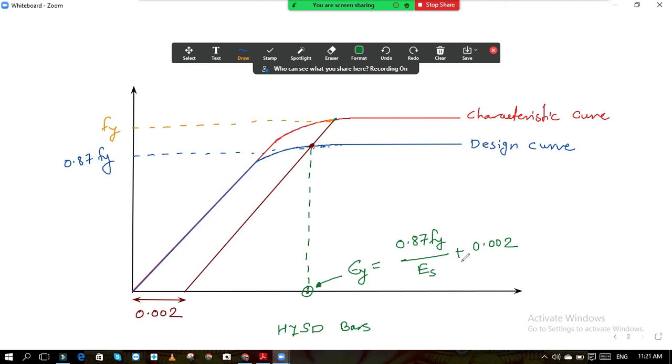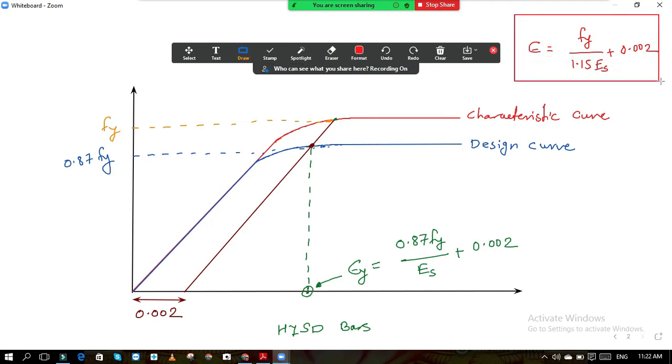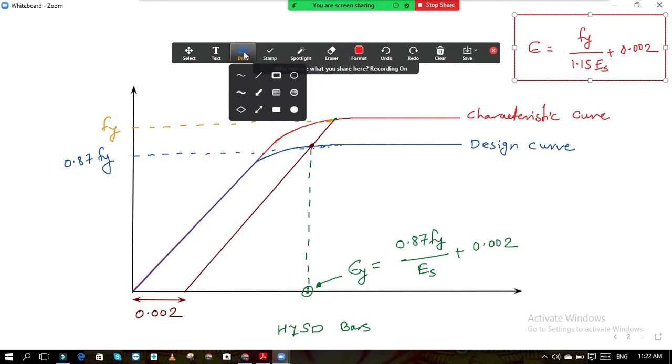You will find this formula in the book or in the IS code, given in this fashion. I will write it once again. It is given as epsilon is equal to Fy divided by 1.15 ES plus 0.002. In this manner it is given in the IS code if you see carefully. So that formula comes from here.